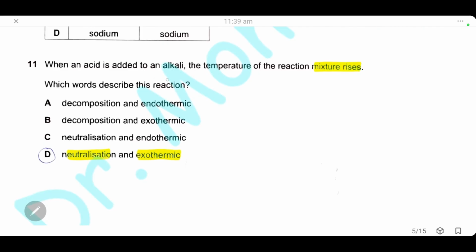11. When an acid is added to an alkali, the temperature of the reaction rises. So the temperature rises, that means the reaction is exothermic, and we have acid and alkali. This is a neutralization reaction, so the answer will be D. It's a neutralization reaction and it's exothermic.